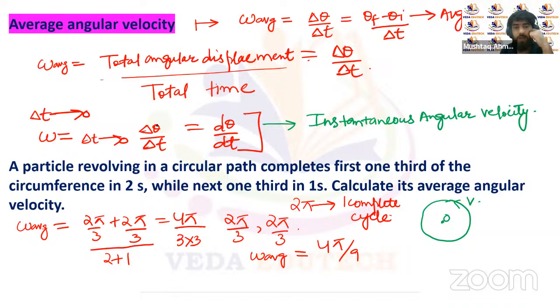We know that the unit of theta is radian, and the unit of time is second. So it will be radians per second. So the SI unit of angular velocity is radians per second. So 4 pi by 9 will be the average angular velocity of this particle.